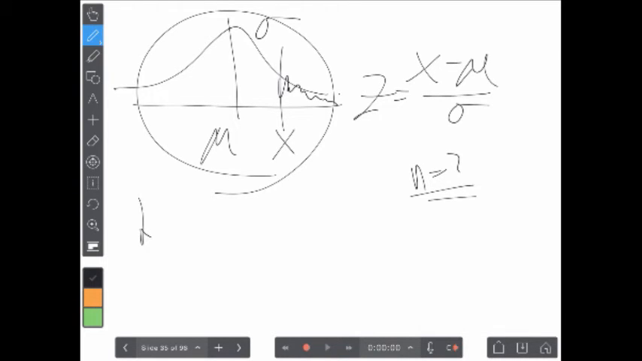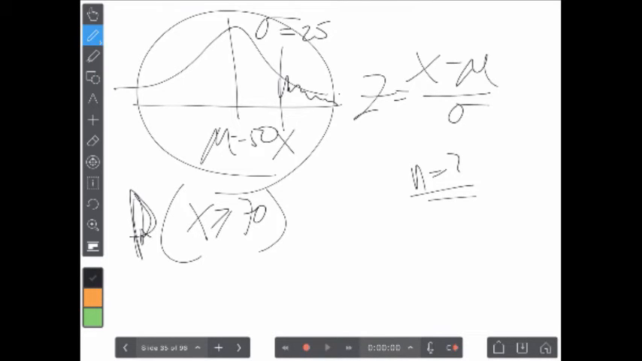So if I say, in a particular neighborhood or at a particular restaurant, people spend an average of $50 a night with a standard deviation of $25, what's the probability that a randomly chosen person has spent $70 or more? So you go, probability of x greater than or equal to 70 is what I'm looking for. So there's no n to look for. That n is just one person.